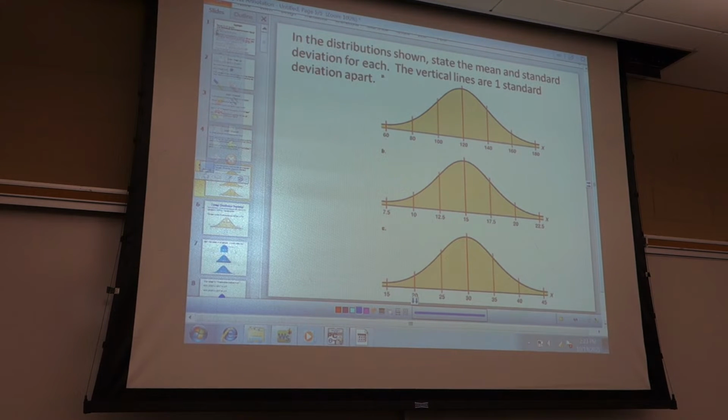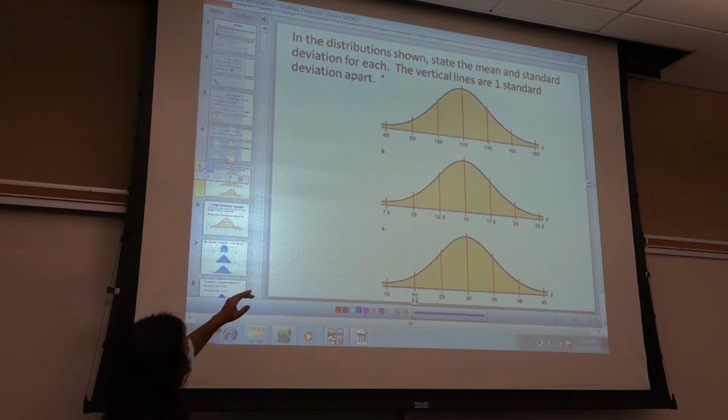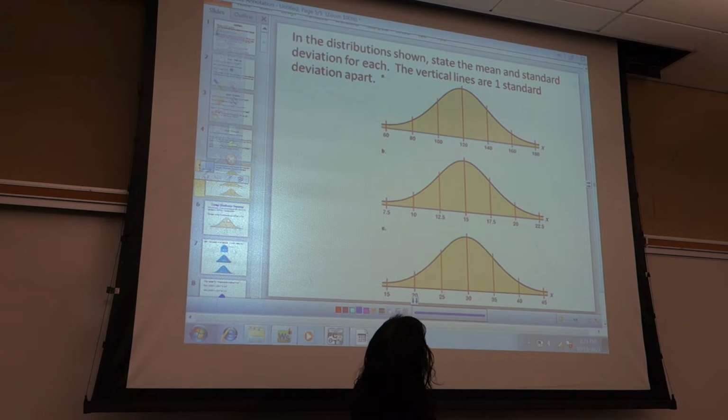So here, what we have is some normal distributions, and they're separated by standard deviations, right? So we put down the mean, and then we've got one standard deviation in each direction, and then another standard deviation. So it's kind of stepping in standard deviations. So my question to ask you folks is, the first one, what's the mean of the top one?